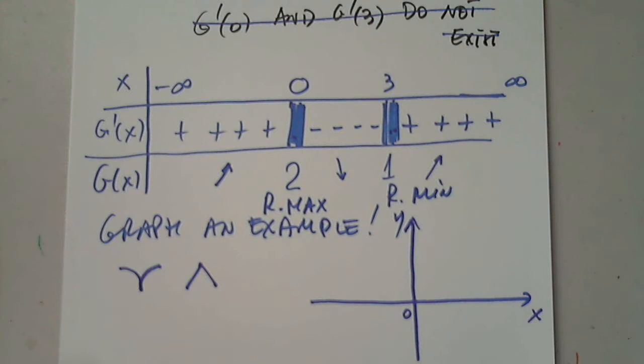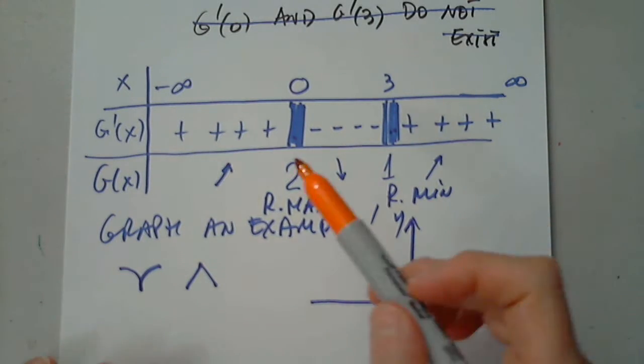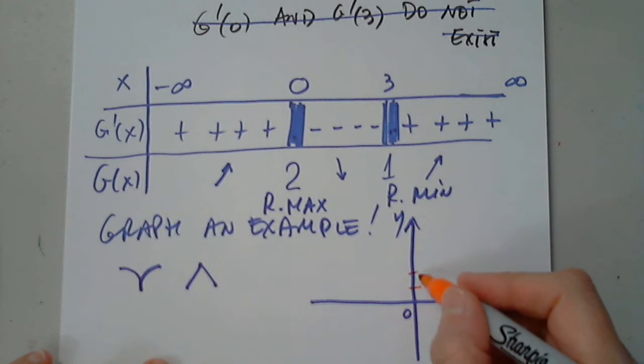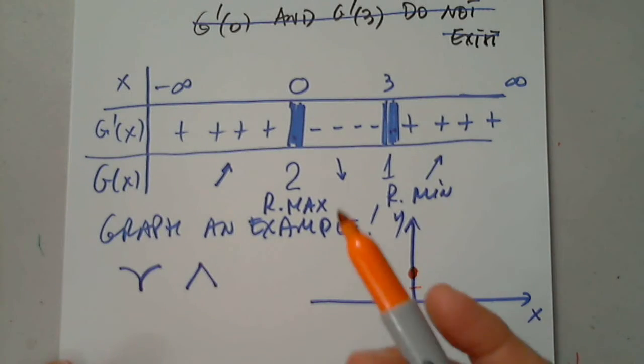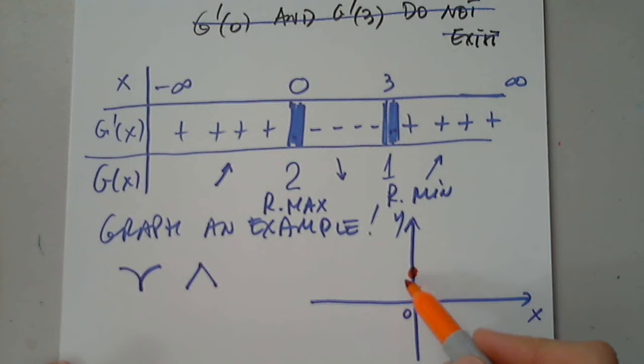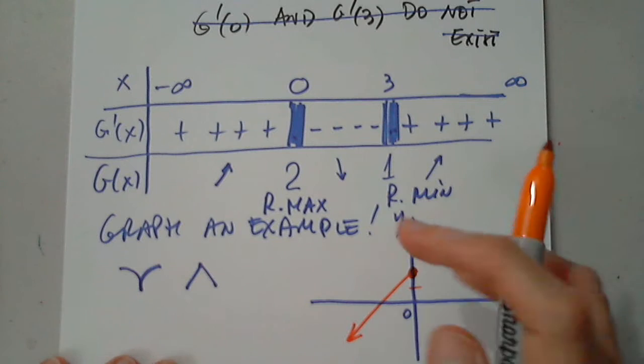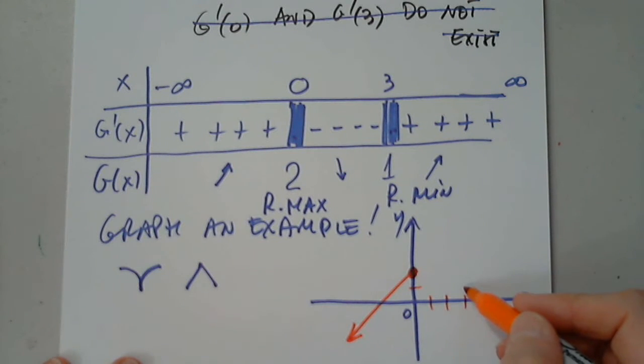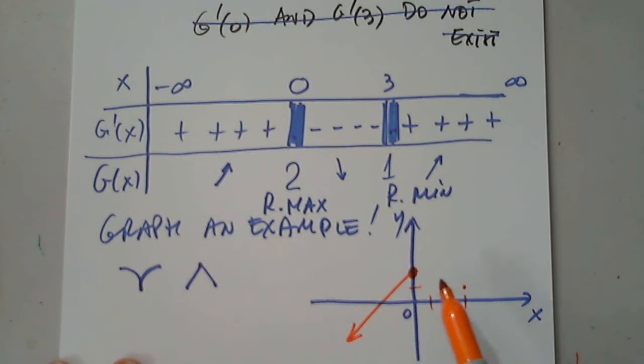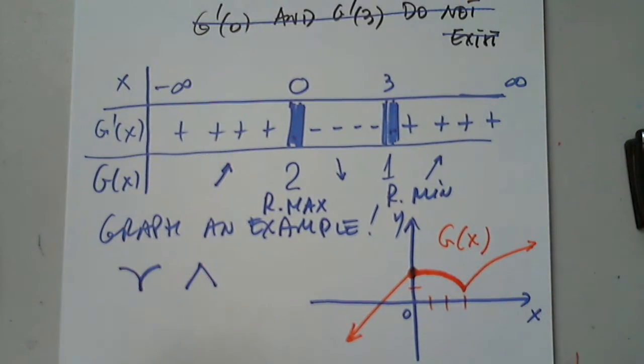Good. So let's see. It's increasing to 0, 2. I have to make it a cusp or a corner. It's up to you. You can make it a cusp or a corner. Then it's decreasing to 3, 1. You can make it a cusp or a corner. And then increasing. This is an example, and there are infinitely many. So this is my example of g of x.